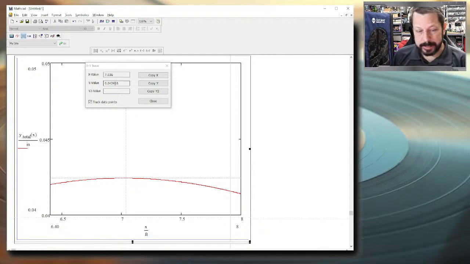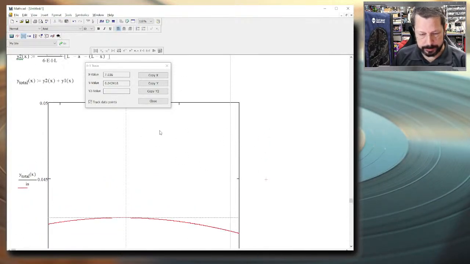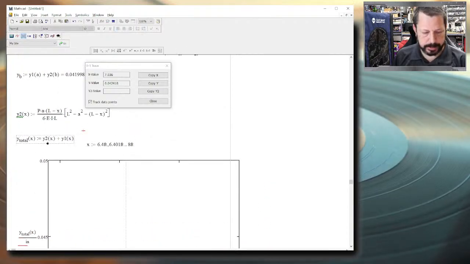So this is one way to do it. You could do it with calculus. Like I said, take the equation that is created by adding these two together, take the derivative of it, set the derivative equal to 0, solve for X, and that would give you somewhere around this same 7-foot number.